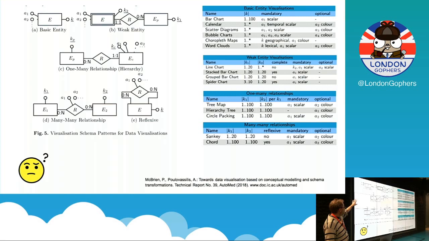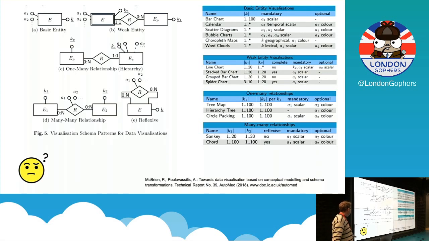a pattern that looks like something called a basic entity, then you can represent that as a bar chart, a calendar chart, a scatter diagram, a bubble chart, a choropleth, or a word cloud, for example, depending on information, metadata that's stored about that basic entity. So what is a basic entity? Again, I will dig a bit deeper into the next example, because I'm going to actually show worked examples of the basic entity and the weak entity.